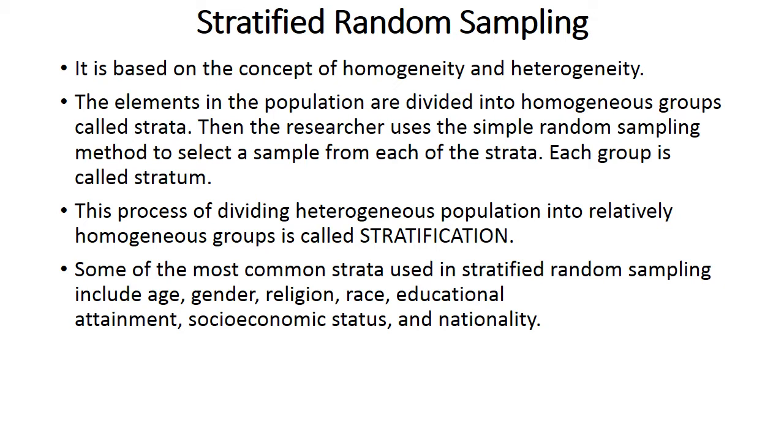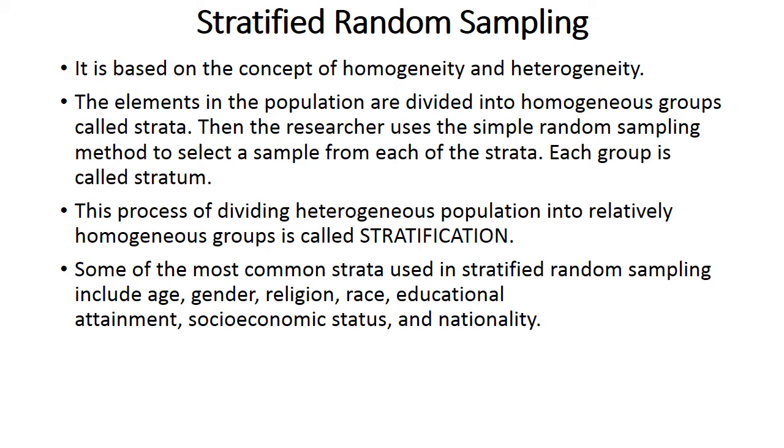Now, stratified random sampling. It is based on the concept of homogeneity and heterogeneity, meaning we have a heterogeneous population. From that heterogeneous population, we divide that population into small homogeneous groups. This is called the process of stratification. Now, the elements of the population are divided into homogeneous groups. These groups are called strata. Then the researcher uses the simple random sampling method to select a sample from each stratum. Each group is called a stratum.